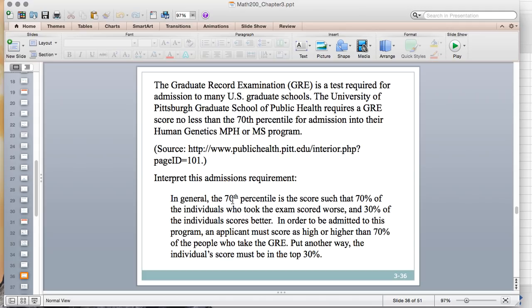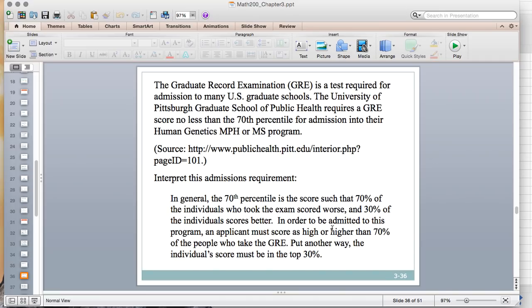So in general, what it means to be in the 70th percentile is that your score is such that 70% of all individuals who took the exam scored worse, and only 30% of individuals scored better. So in order to be admitted into this program, an applicant has to score as high or higher than 70% of other people who take the GRE, or they have to also be in the top 30%, whichever way you want to think about it.